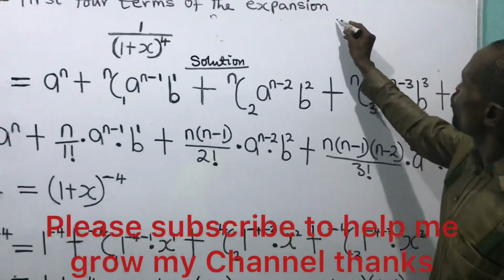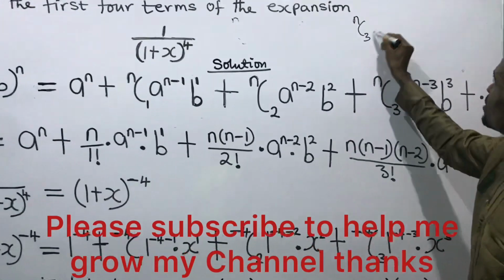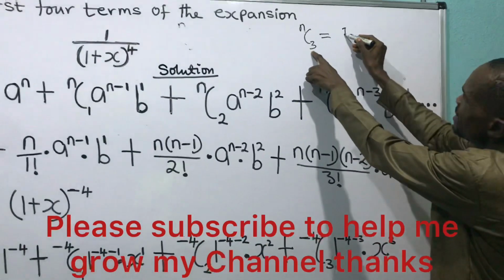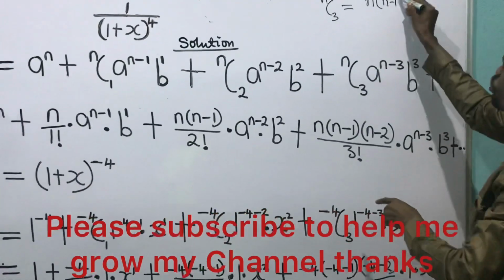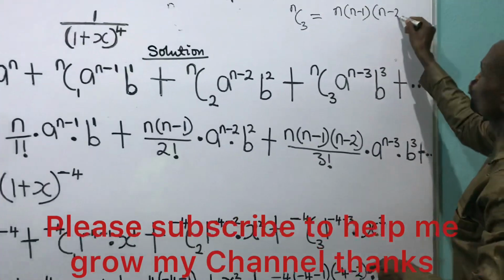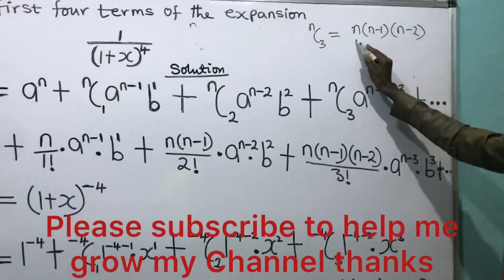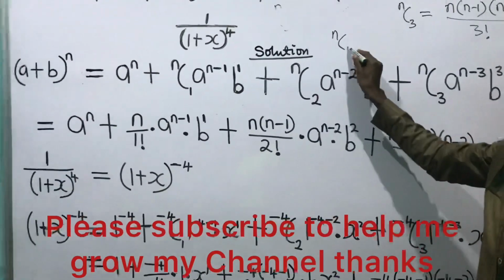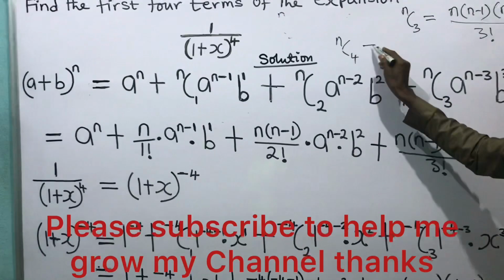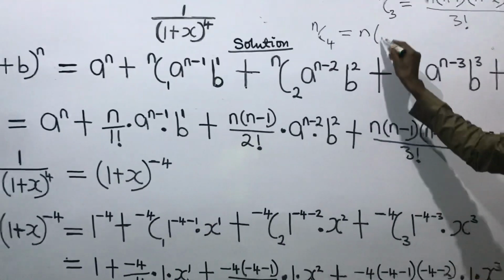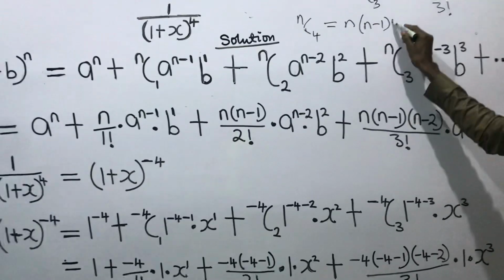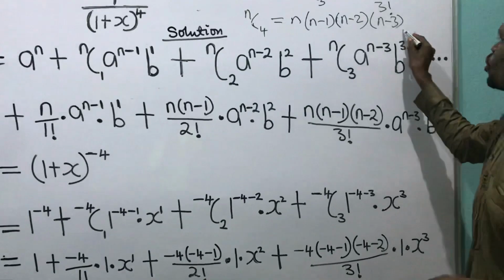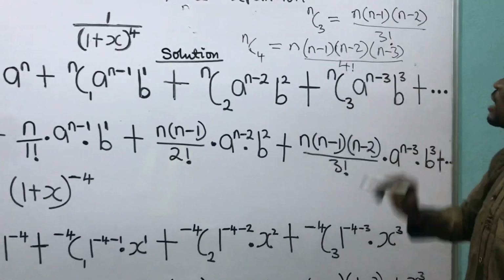Then, if I have N choosing 3, as I said, this N has to go down by 3. That means N, the first one, N minus 1, the second one, and N minus 2, the third one. 1, 2, 3, then over 3 factorial. Then if I have N choosing 4, it means this N has to go down by 4, which means N the first one, N minus 1 the second one, N minus 2 the third one, and N minus 3 the fourth one, over 4 factorial. That's what this means.